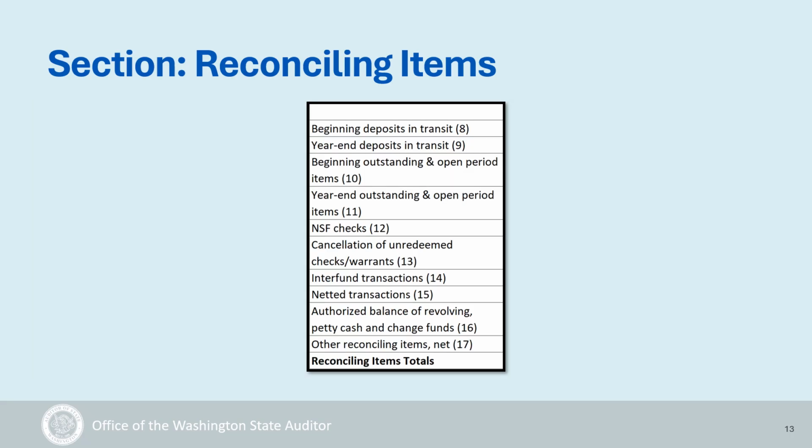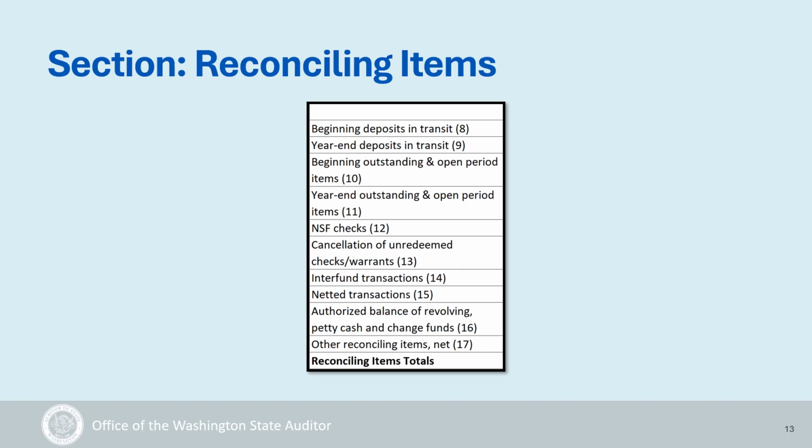First, we're going to go down the list through the different reconciling items covered in the schedule. Starting with the deposits in transit, note that there are two different line items here, one for the beginning balance and one for the balance at the end of the year. Next comes the outstanding and open period items. This again has two parts, one line item for the beginning balance and one for the ending balance.